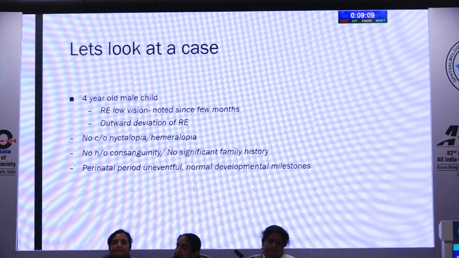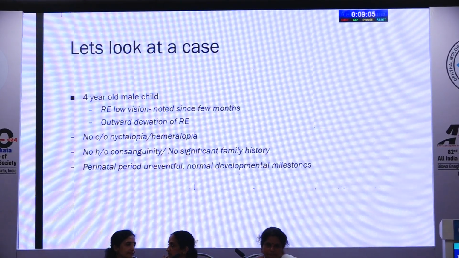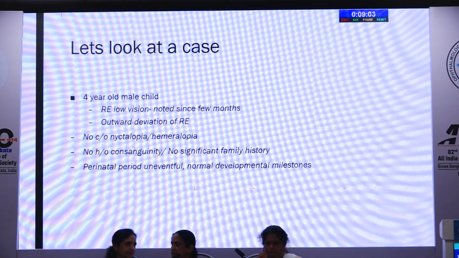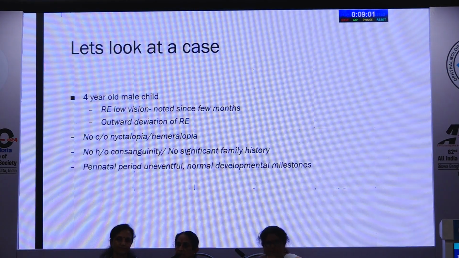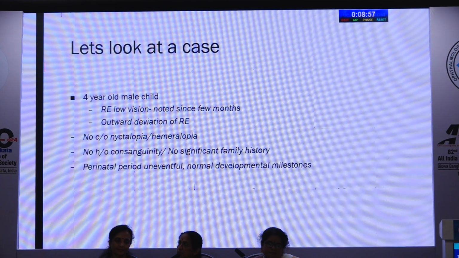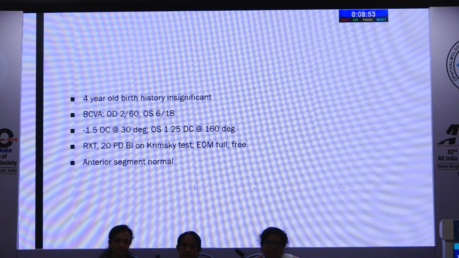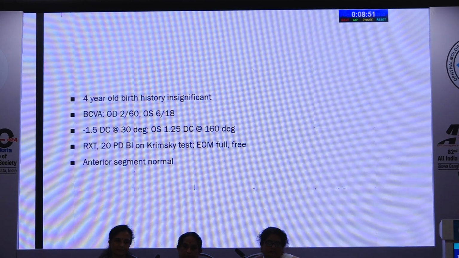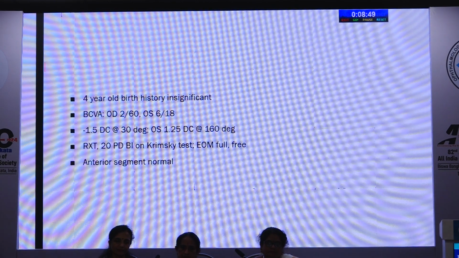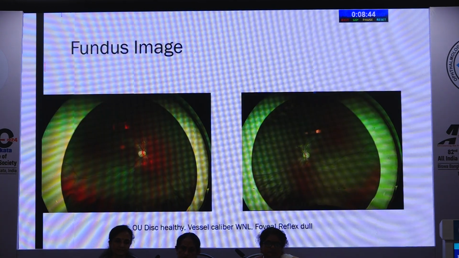So let's look at a case: a 4-year-old male child who has come with poor vision in both eyes, but low vision in the right eye noted by the parents, and a little outward deviation of the right eye. No history of any of these things, perinatal period uneventful, normal developmental milestones. Visual acuity is 2/60 and 6/18. This is his refraction. He has some definite RXT. Ocular movements are full, anterior segment normal, and these are his fundus pictures, which don't look anything majorly abnormal.